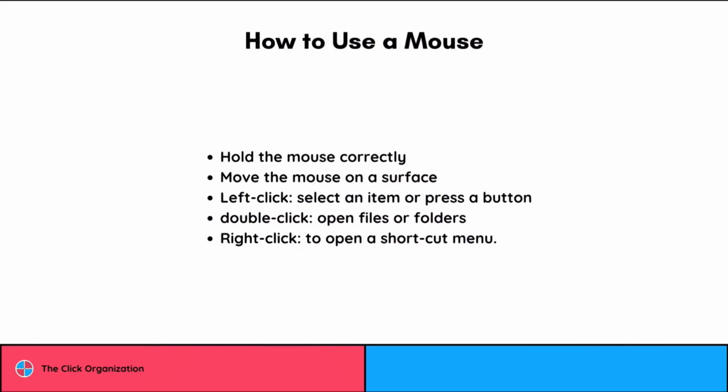Hold the mouse correctly, move the mouse on a surface, and they probably have a carpet, I would call it a carpet, underneath that you can move it on. And also left click. As you click on the left side, you can select an item or press a button with that. If you double click, you can open a file or folder or do other things. And if you right click, you can open a shortcut menu.